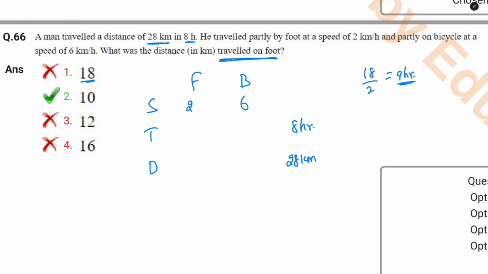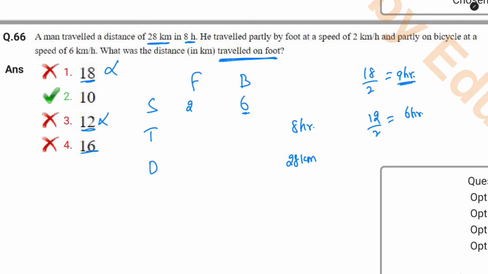So the remaining 10 kilometers will be traveled by bike. So option 1 is eliminated because it is taking more than 8 hours. So we will solve these two as well. So traveled on foot 12 kilometers. So 12 divided by 2, it will take 6 hours on foot. Remaining 16.